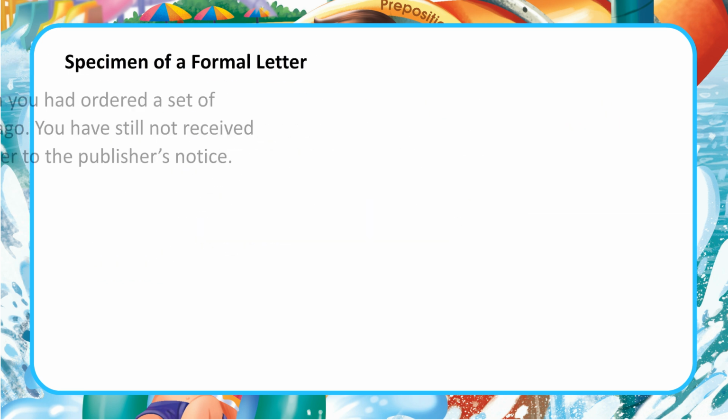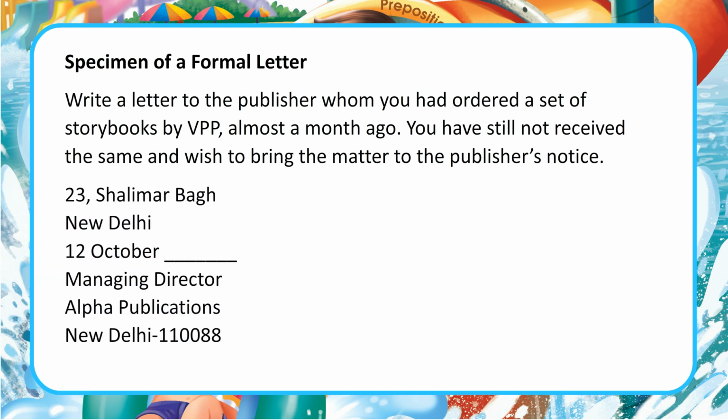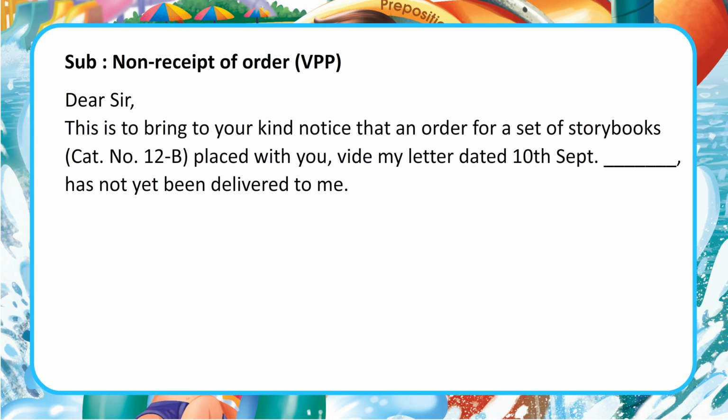Specimen of a formal letter. Write a letter to the publisher whom you had ordered a set of storybooks by VPP almost a month ago. You have still not received the same and wish to bring the matter to the publisher's notice. 23, Shalimar Bagh, New Delhi, the 12th of October. Managing Director, Alpha Publications, New Delhi 1,10,088. Sub: Non-Receipt of Order, VPP.